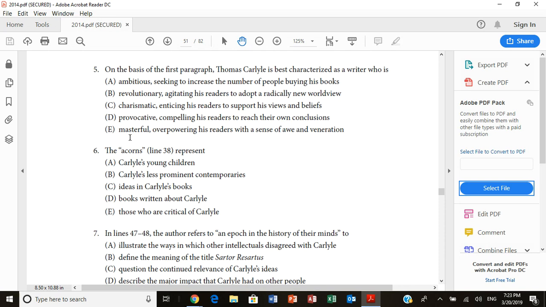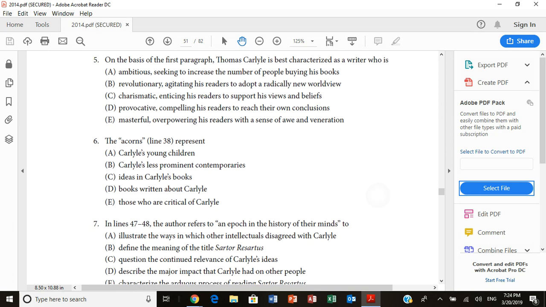And so we see what they mean by ambitious. He tries to increase the number of people buying books. No, we don't have any mention of that. Revolutionary, agitating his readers to adopt a radically new worldview. That isn't his goal. He's not a revolutionary leader, a political leader, or anything like that. We wouldn't know what that new worldview is. Charismatic. Well, he does seem charismatic, enticing his readers to support his views and beliefs. Well, this prompt loses it here, right? This distractor goes off the rails here because we don't see Carlyle talking about himself.